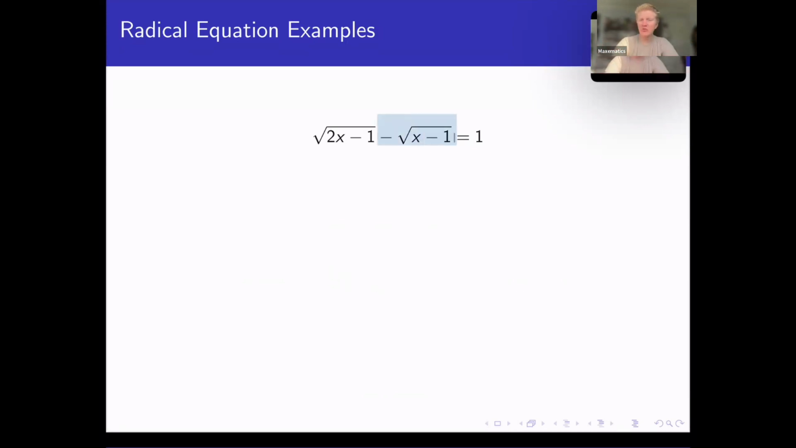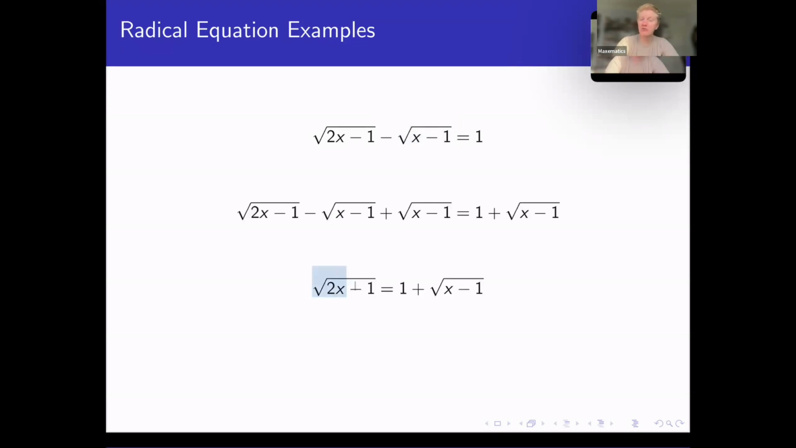Let's add square root of x minus 1 to both sides, so that square root of 2x minus 1 is by itself. Well, what we're going to do is square both sides to get rid of this root. It's not going to get rid of this root, but that's okay. All it means is we're just going to need to do this twice. So let's square both sides.